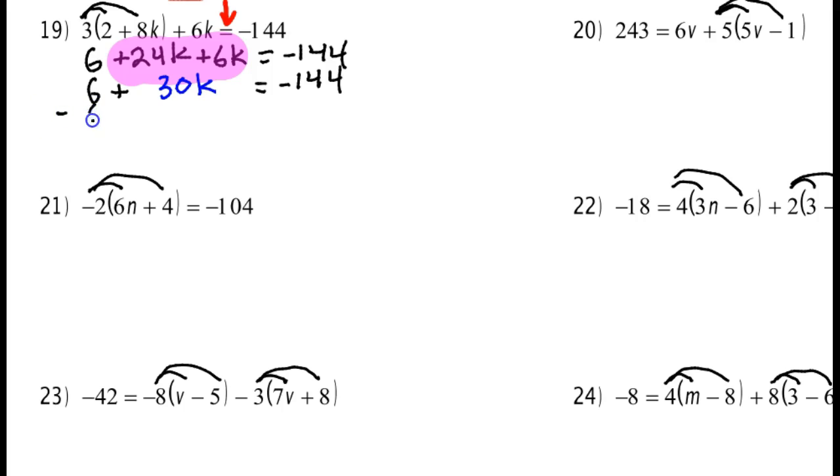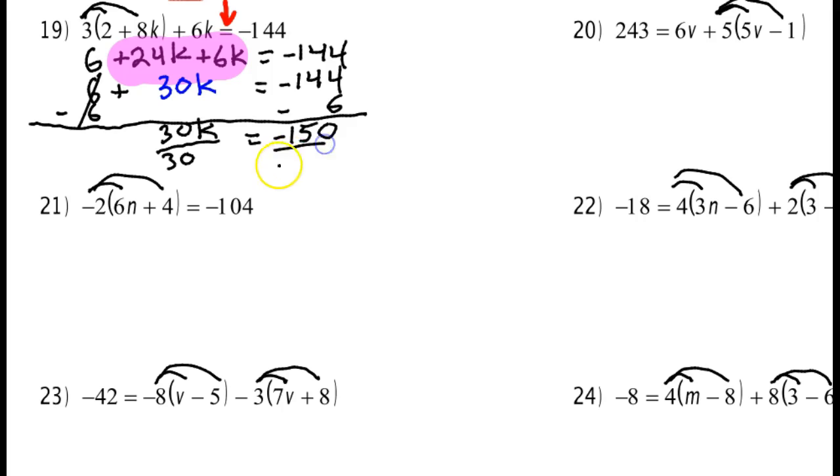So you might remember we subtract 6 on both sides. You start with the addition subtraction. At 0. So we have 30 times what equals a negative 150? 30 times what is negative 150? Divide by 30 on both sides. k equals negative 5.